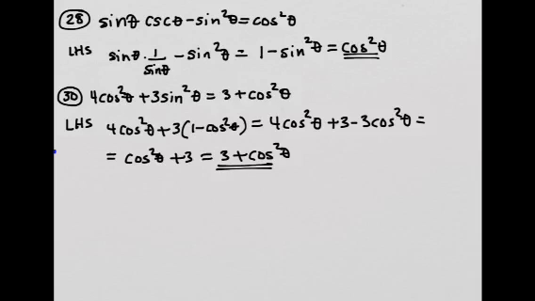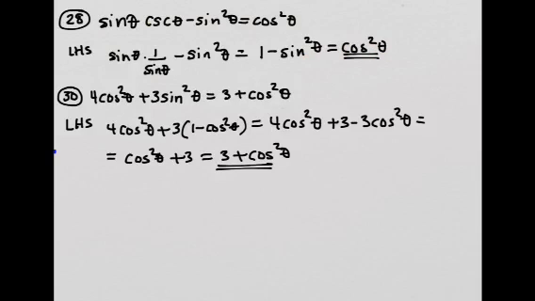So for number 28, what I did is I worked on the left side, and I know that you could say, oh, I'm going to factor this out, but I looked at it and it wouldn't get me to this. This is my goal. So what I did was I converted this to 1 over sine, and then I noticed that they cancel, so that gave me a 1 minus sine squared, which is cosine squared, and it's done.